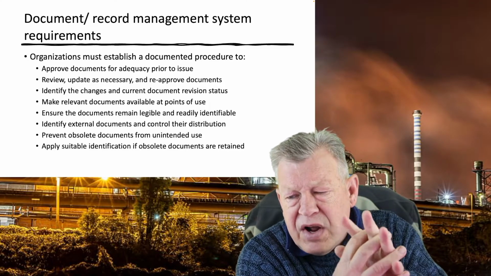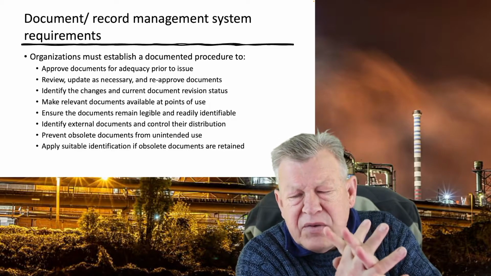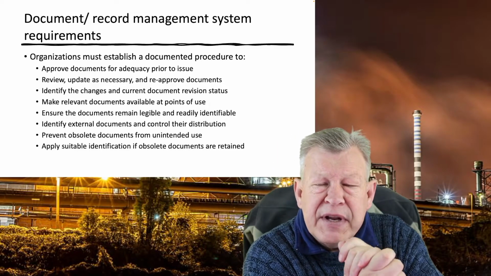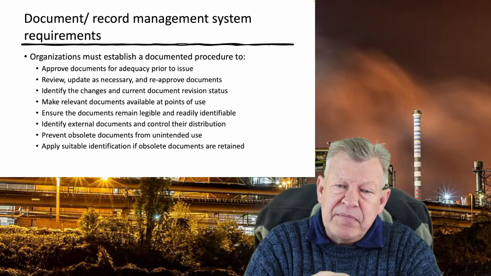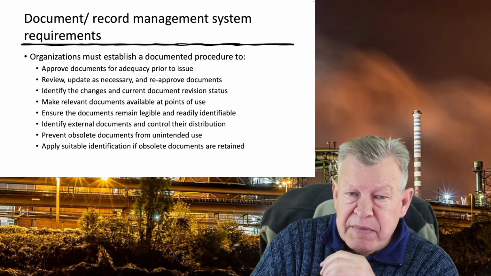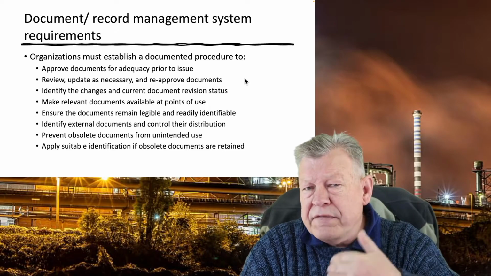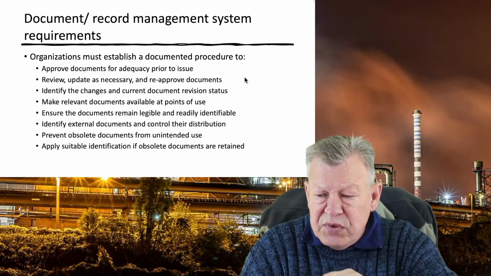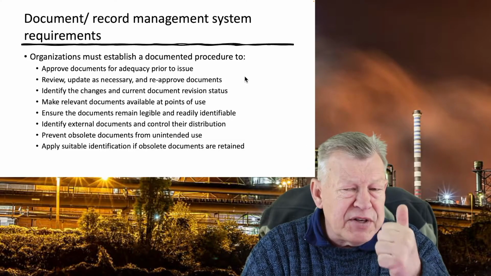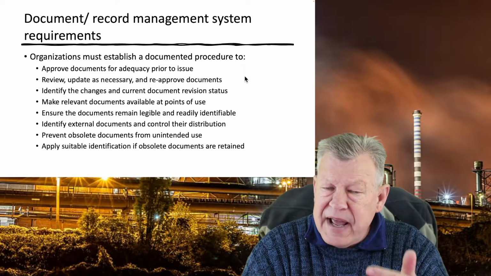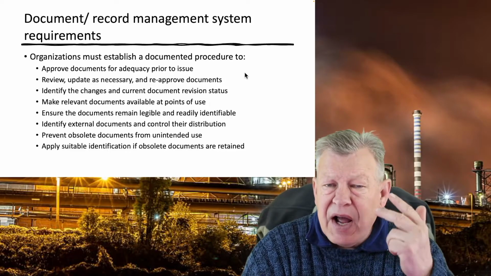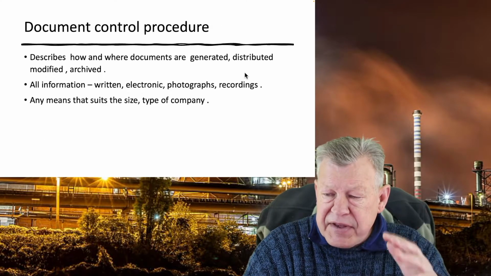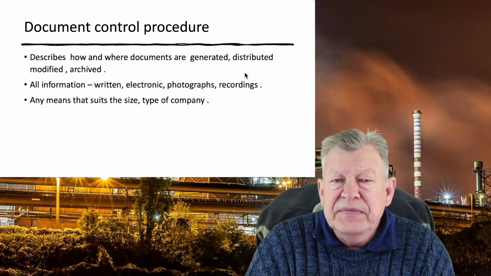So those are the ultimate requirements that we need to achieve when we set up document and record management systems. All of the information that I've given you so far helps you to achieve this: the document control procedure, the naming conventions, the document hierarchy, and so on. I've given you a document control procedure. It's an example.